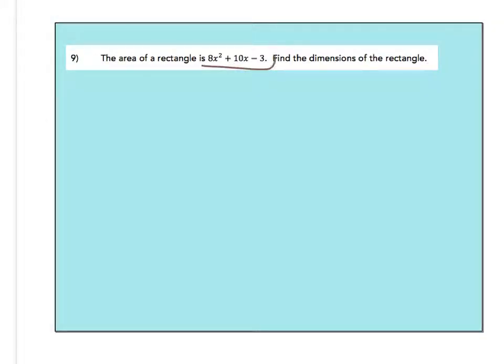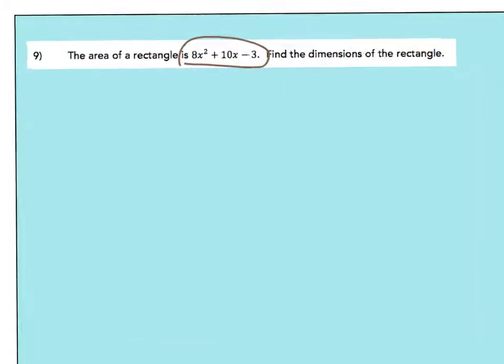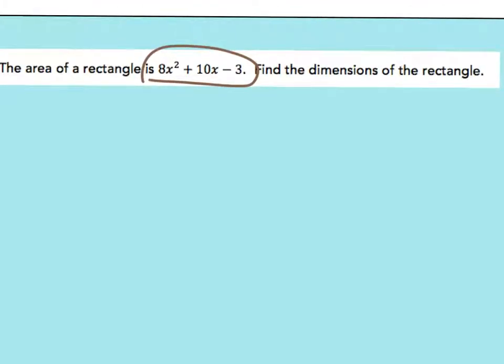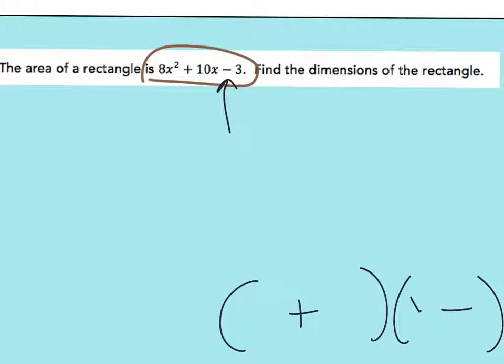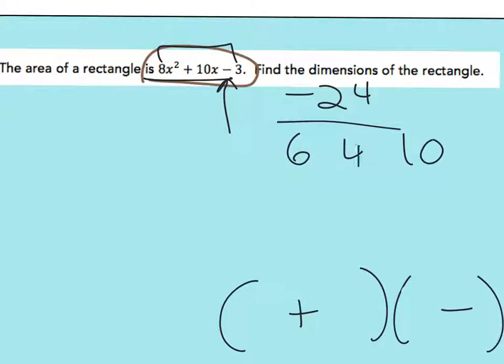So the area of a rectangle is 8x squared plus 10x minus 3. Find the dimensions of the rectangle. So, like I said before, if that's negative, somewhere in my answer I'm going to have a positive and a negative. So if I factor this, 8 times 3 is going to be negative 24, and what multiplies to 10? Be careful, because a lot of kids will put 6 and 4, and that doesn't work. You actually need 12 and negative 2 here.